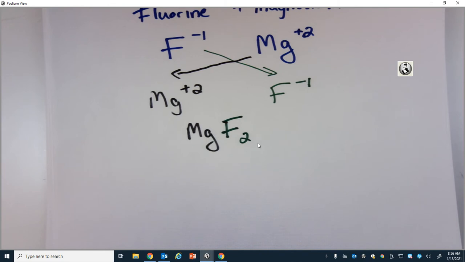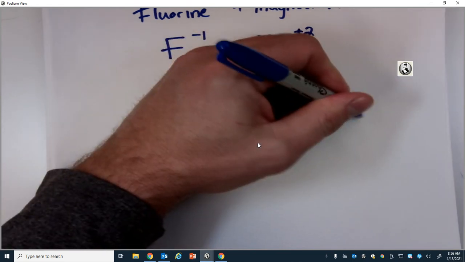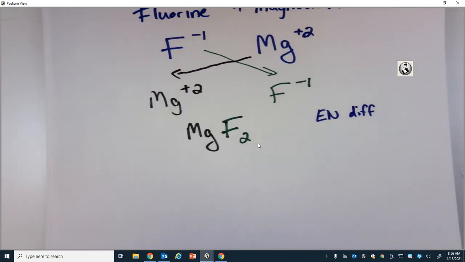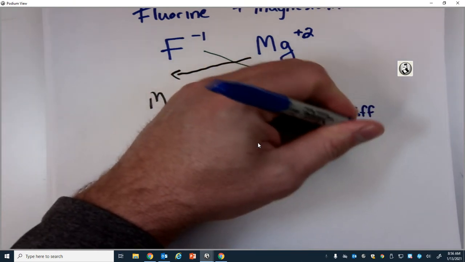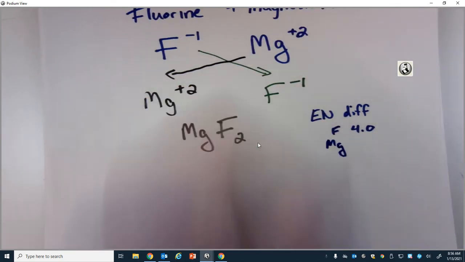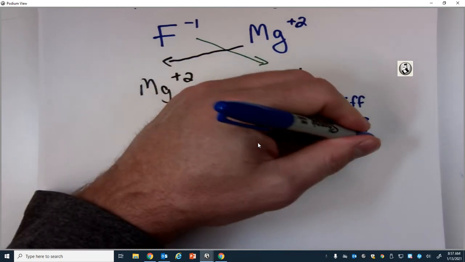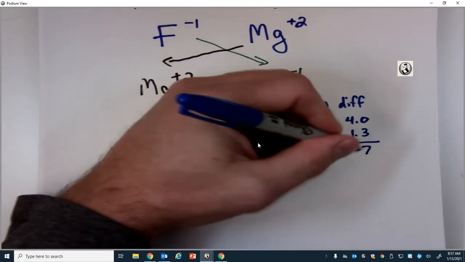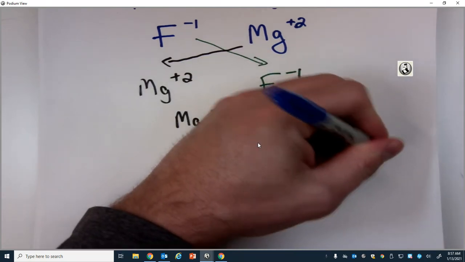Before we can go any farther, we have to figure out its electronegativity difference. So over here on the side, I'm just going to write down En difference, because you have to do this every time. All right, and you're going to look up the electronegativity values of magnesium and fluorine. Fluorine I can tell you is 4.0. It's the highest electronegativity value on the periodic table. Magnesium's electronegativity value is 1.3. So when we subtract these two, we get 2.7. So 2.7 means this is ionic.